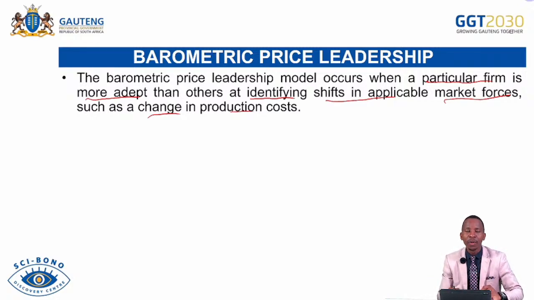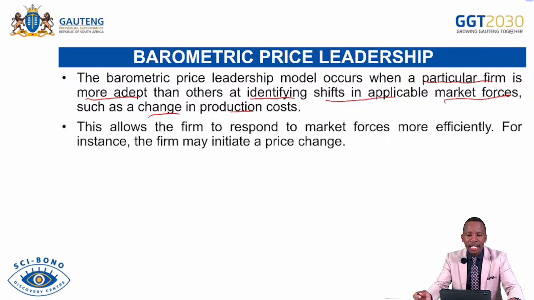If this firm, or this price leader, makes a decision, other firms will always make the same decision after that, because they trust this firm, since it is too good at understanding the shift and the flow of market forces within the economy. This allows the firm to respond to market forces more efficiently. For instance, the firm may initiate the price change. So they always observe this firm under barometric price leadership.